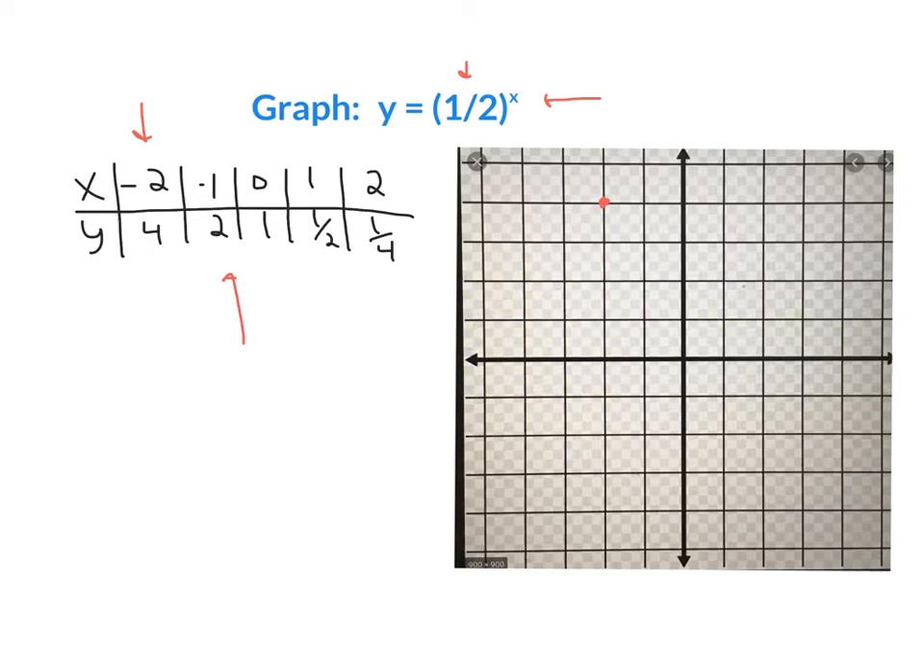Same thing with negative 1. It became 2 because the negative flips the fraction. Put in 0, you do get 1. Anything to the 0 power is 1. 1 is 1/2. 2 is 1/4. You can see the general decay shape shaping up here. And if you draw your graph, you just connect the dots. Try to hit them all just like that. Don't forget the x-axis is an asymptote.